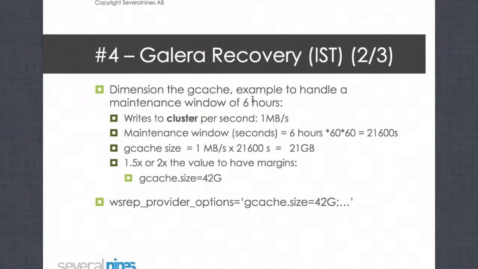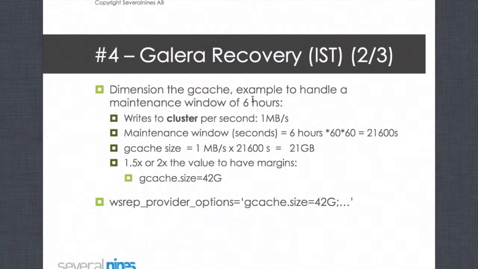The maintenance window in seconds is 6 hours times 60 times 60, which is 21,600 seconds. The rate that we write is 1 megabyte per second, so in 21,600 seconds we will use 21 gigabytes of space. That's exactly how big the Gcache size needs to be. But I really recommend that you give some headroom, 1.5x or 2x, to have margins, which is great.